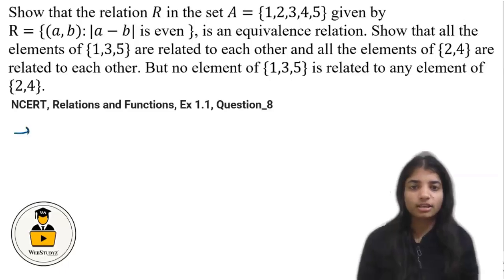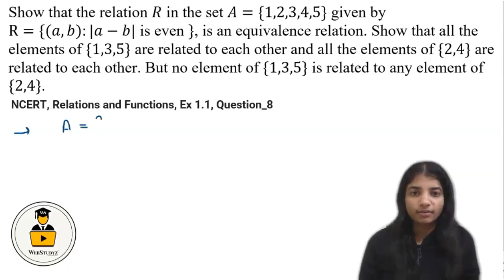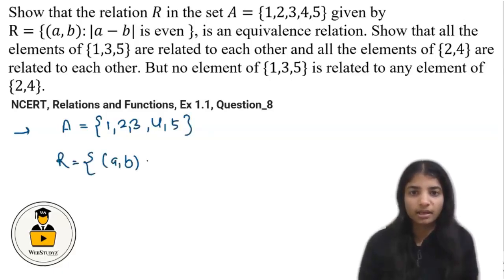We are given: show that the relation R in the set A = {1, 2, 3, 4, 5}, given by R = {(a, b) : |a - b| is even}, is an equivalence relation, and show that all the elements of {1, 3, 5} are related to each other and all the elements of {2, 4} are related to each other, but no element of {1, 3, 5} is related to any element of {2, 4}. So set A is given, which is {1, 2, 3, 4, 5}, and the relation R is (a, b) such that |a - b| is even.